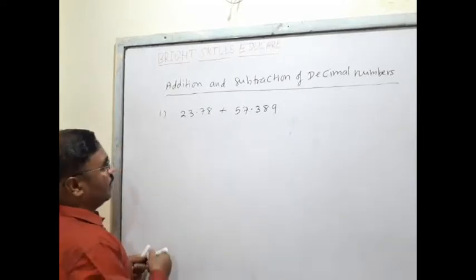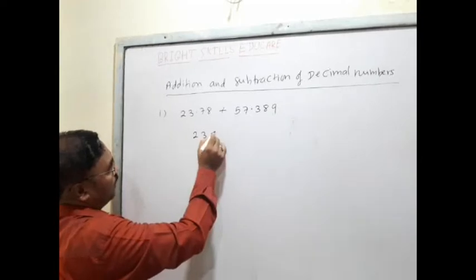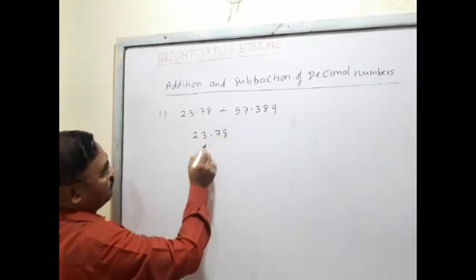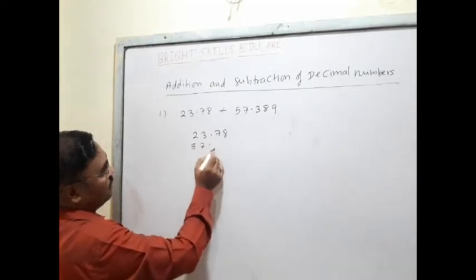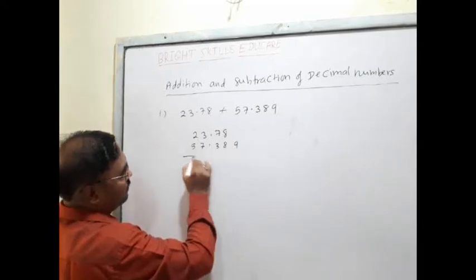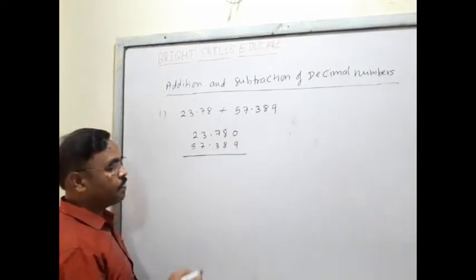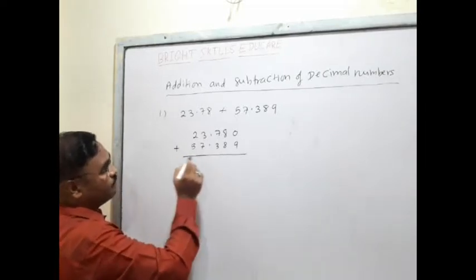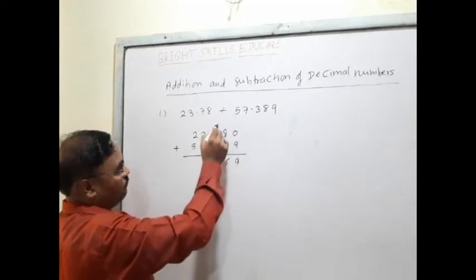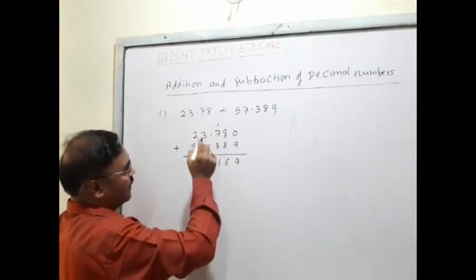See here, do it vertically. 23.78. Put the point here, before the point 57 is there, 57. Then 389. Nothing is here, so put 0. Okay? Now add them. 9, 8 plus 8, 16, carry 1.